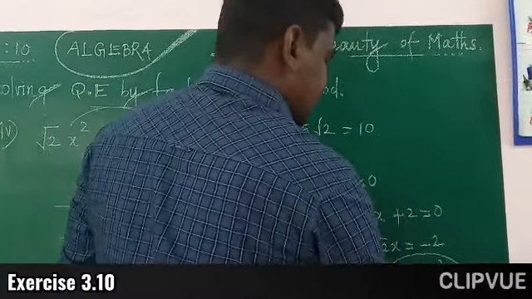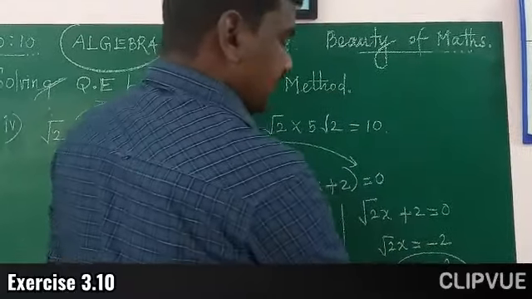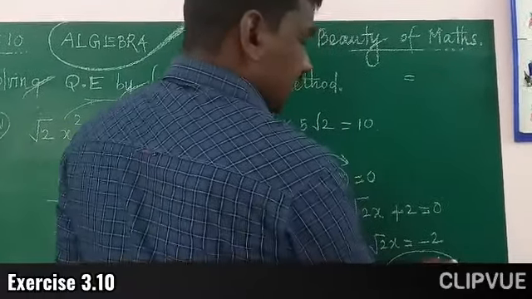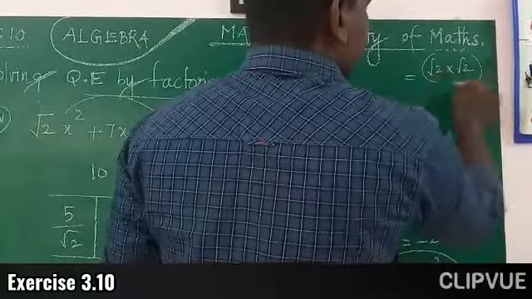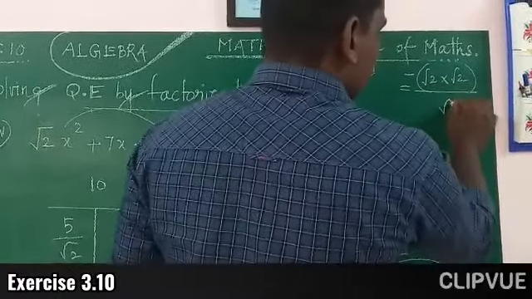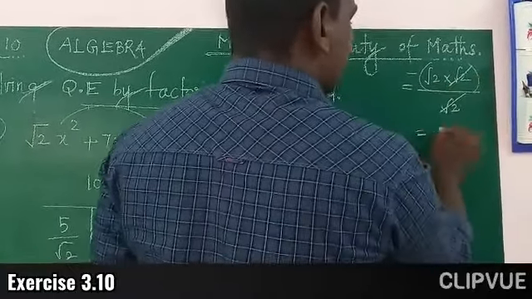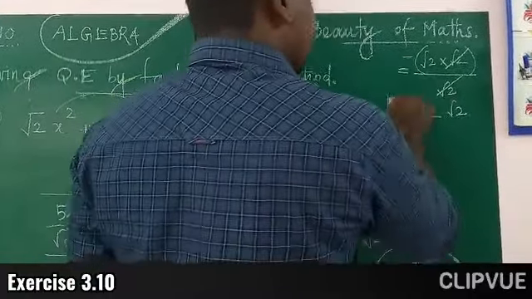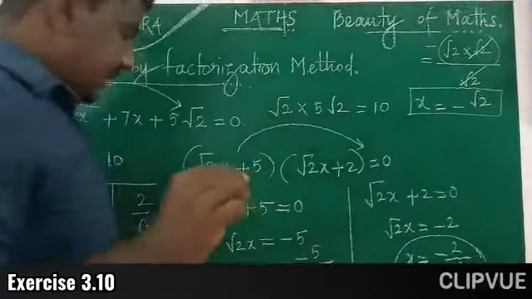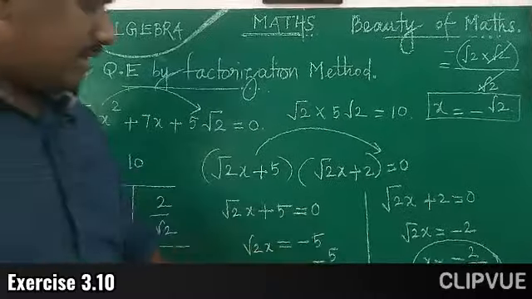We can simplify it. How can we simplify it? This 2 can be written as root 2 into root 2. Dividing by root 2, this root 2 will be cancelled. We got minus root 2. This is one of the solutions. Then another one, x is equal to minus 5 by root 2.